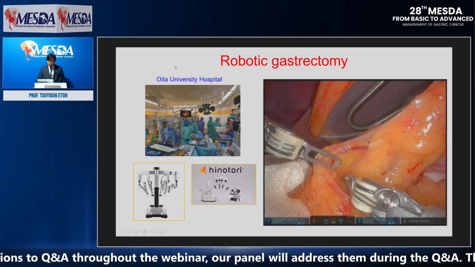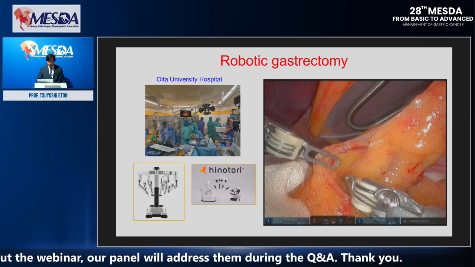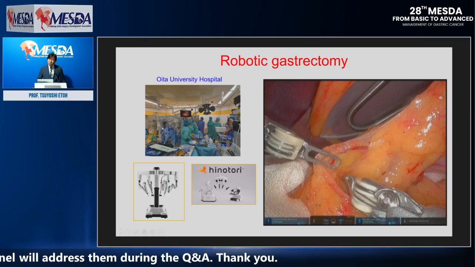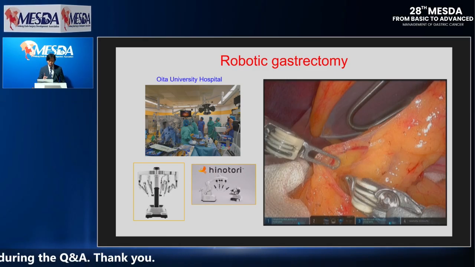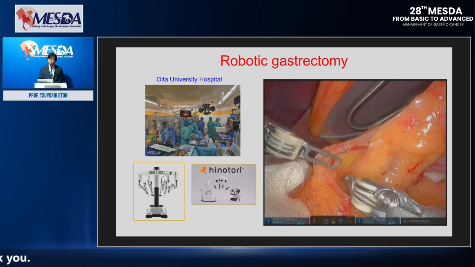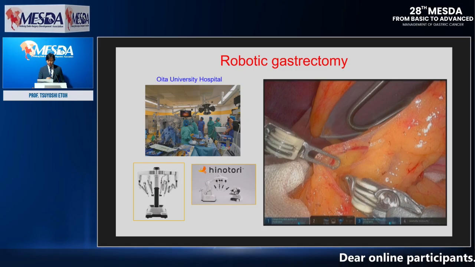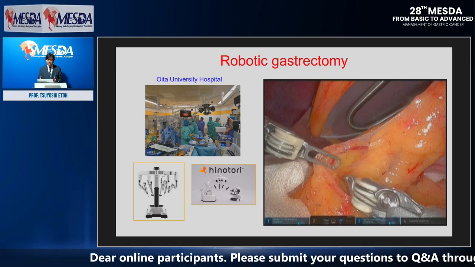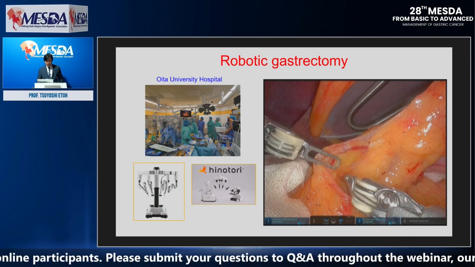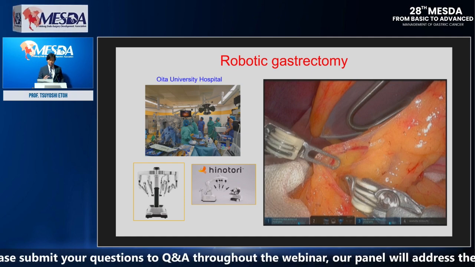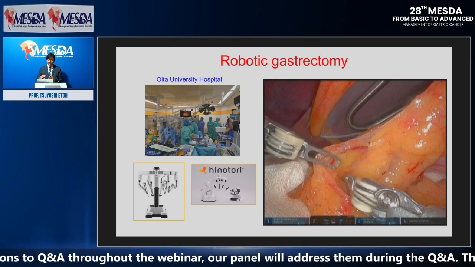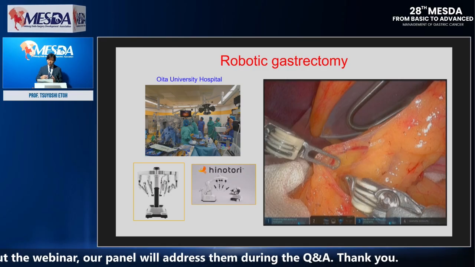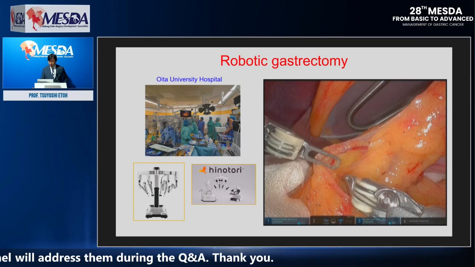Okay, next, I'd like to talk about robotic gastrectomy. In our university, we have two systems. One is the da Vinci system, and the other is the Hinotori. Hinotori is made in Japan. Of course, Intuitive is a big company, and the Hinotori is made in Japan, and the number of these systems is gradually increasing.